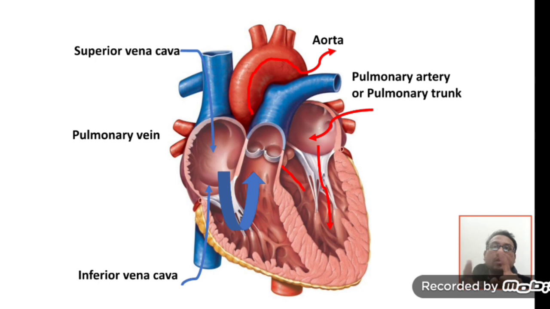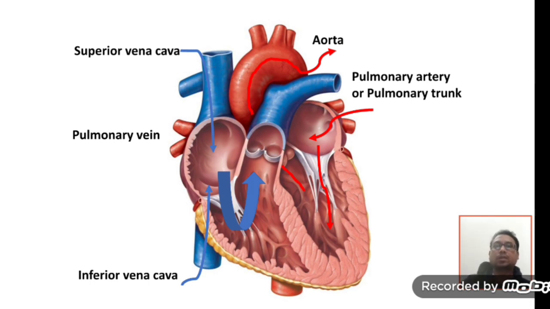Now, here we are seeing some names. First is the superior vena cava, the second is the pulmonary vein, and the third is the inferior vena cava. So we deal with the right side of the heart first. Superior and inferior vena cava, as the name suggests, are veins, so they carry blood away from the body towards the heart. Superior means it is covering the upper part, inferior means it is covering the lower part.